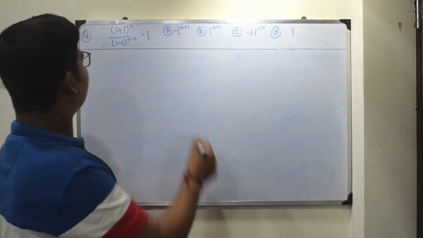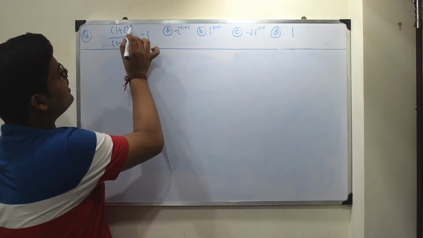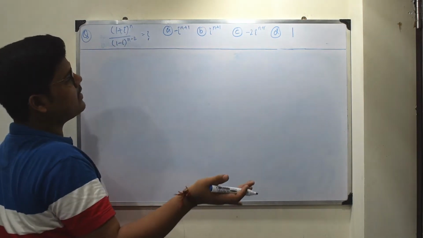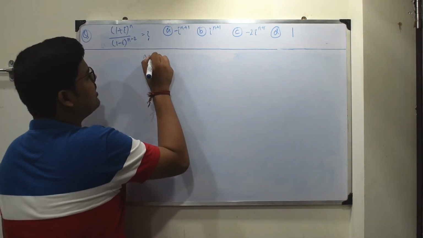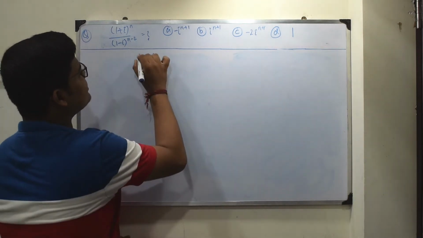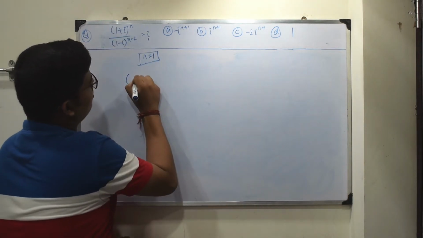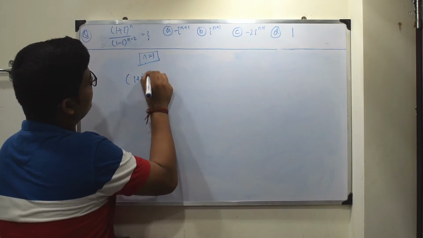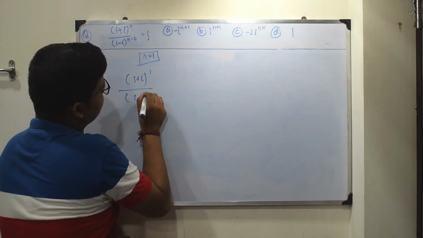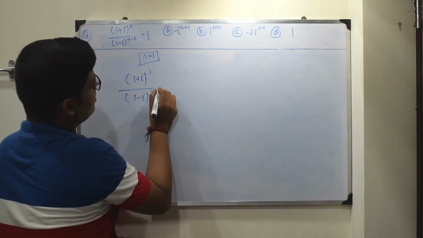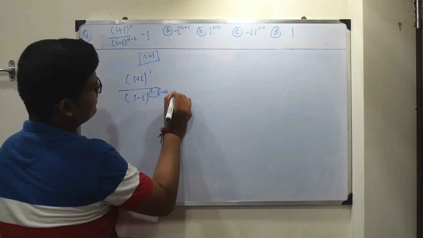Assume a value of n. The question is 1 plus i to the power n upon 1 minus i to the power n minus 1. Take a simple value of n. There was no constraint on taking n. Take n as 1. 1 plus i to the power 1 upon 1 minus i to the power 1 minus 2, which is nothing but minus 1.